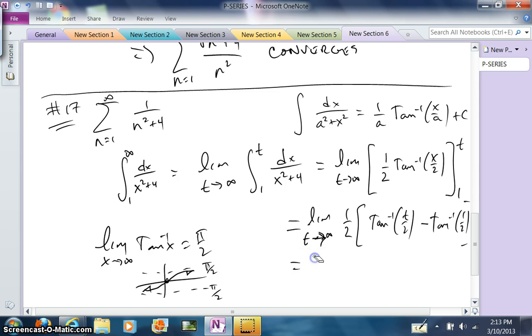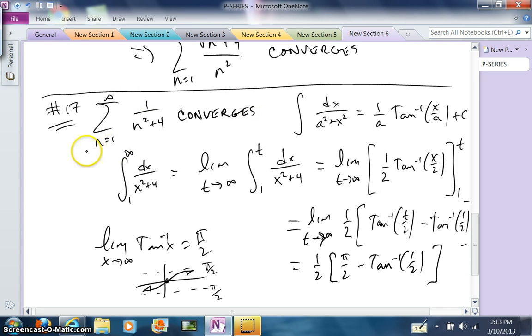So as I do this limit, I have 1 half times pi over 2 minus inverse tangent of 1 half. And I don't really care exactly what that is. You could go find that out in the calculator if you like. What I'm interested in is the fact that that is a finite number. And so what we can say is that this converges. And that was what we needed. And it converges by the integral test.